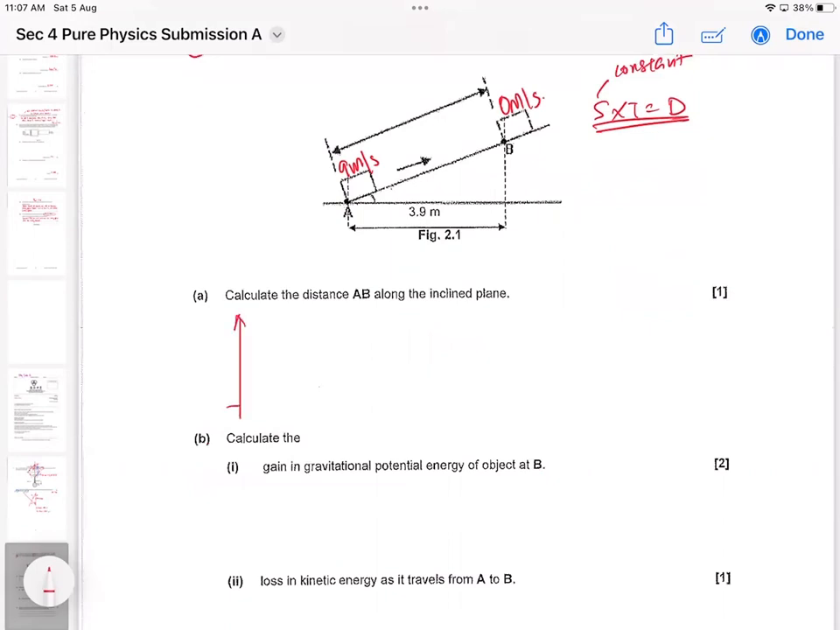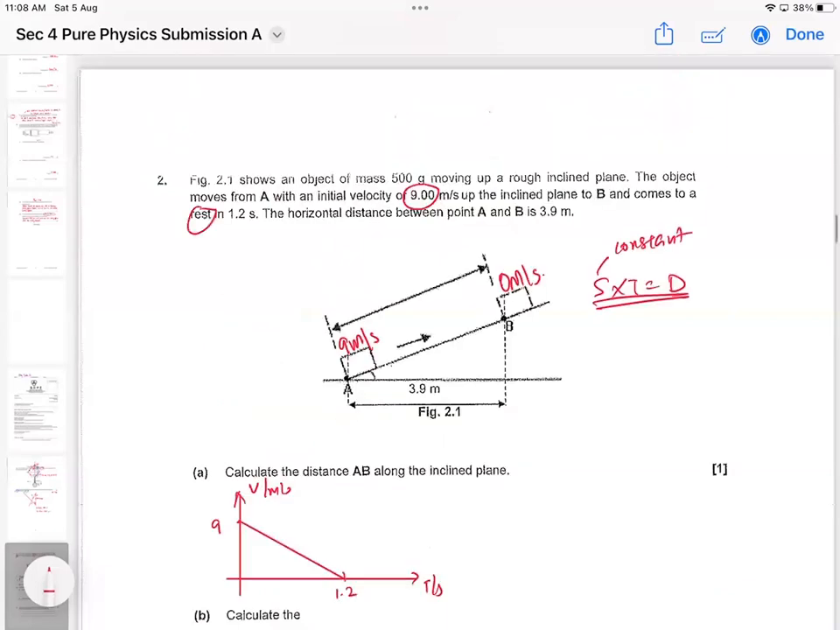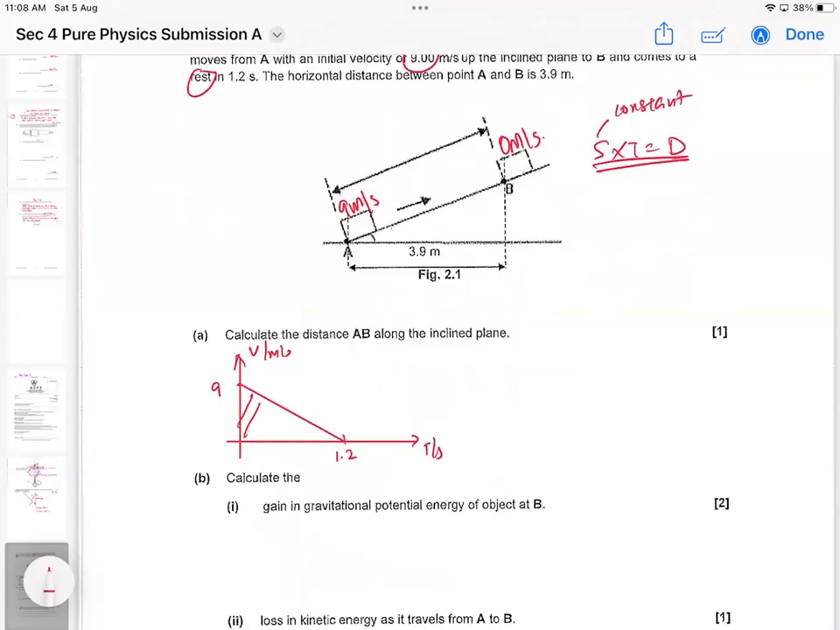Velocity time graph. Area under the velocity time graph. It starts off with 9 and ends off with 0. The whole deceleration took 1.2 seconds based on what the question says. So we should be finding this area, the distance moved. Half times 9 times 1.2, so I get 5.4 meters.